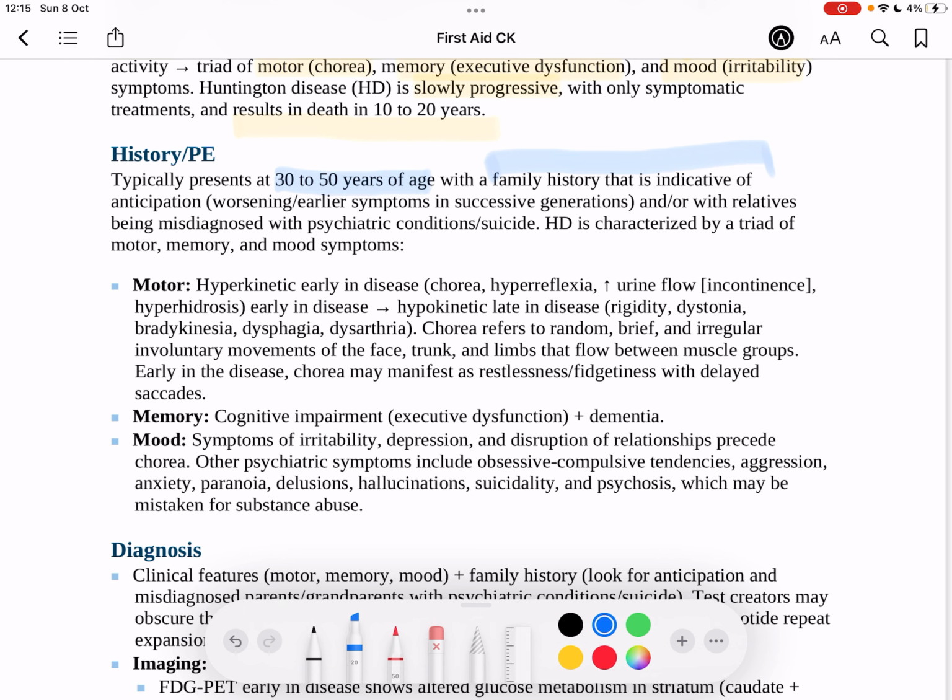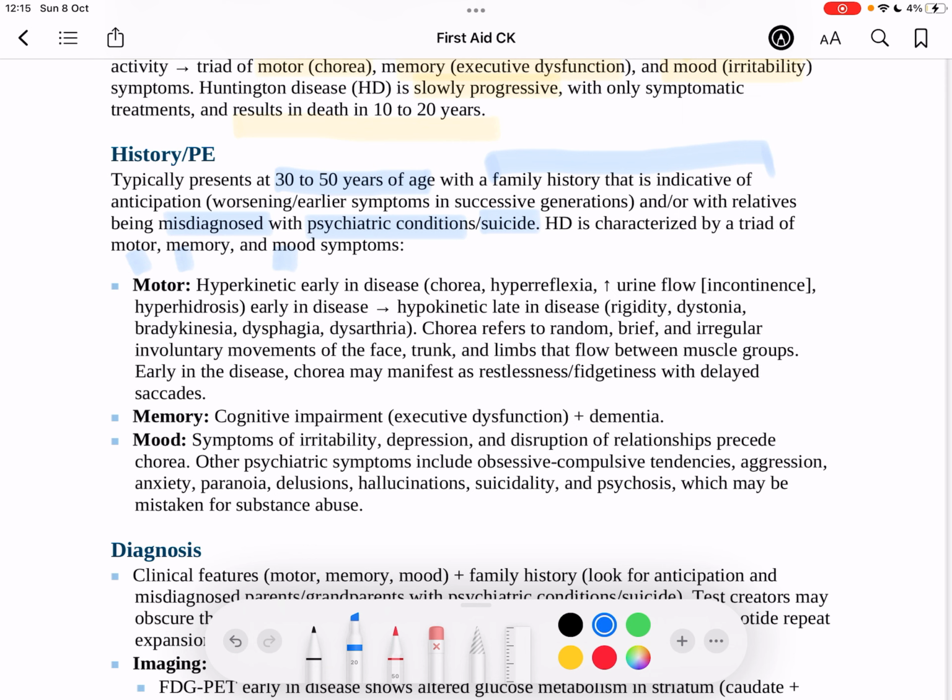But don't expect to see in a USMLE or another type of examination question, oh, the father had chorea and neuropsychological disturbance and dementia. Often they're going to hide it a little bit, and they're going to be misdiagnosed with something like a psychiatric condition, or they might just say a family member committed suicide. So they're not always going to make it so obvious. But the way that you can remember this triad of symptoms is the 3 M's: motor, memory, and mood symptoms.